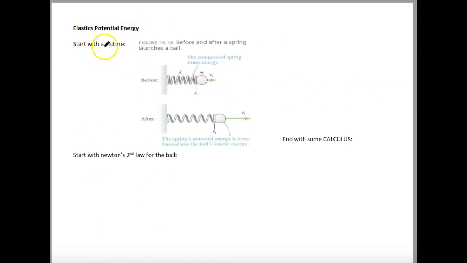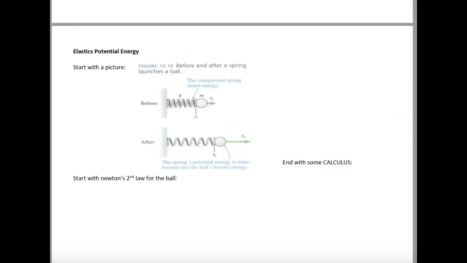So elastic potential energy, start with a picture. Here's our picture. We compress this spring, and then when we let go, it is shot out with a velocity. So what they'd like for us to do here is start with Newton's second law for the ball, and then we're going to end up with some calculus. We're going to derive the potential energy of a spring equation.